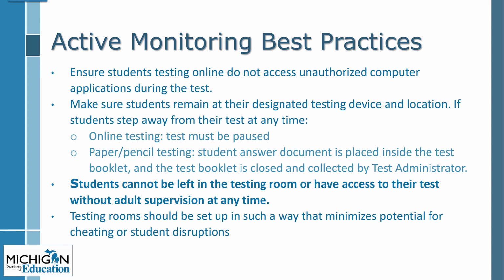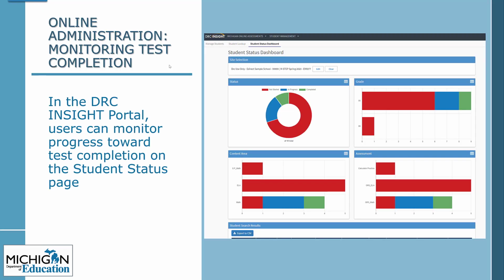It's very important that students are always supervised by a trained test administrator during testing. Finally, the testing room should be set up to minimize distractions and the potential for cheating. Users can monitor test completion in the DRC Insight portal on the student status screen by grade and by content. This screen shows overall rates of tests that are not started, in progress, or completed. Users can monitor overall progress towards completion throughout the test administration using this screen.